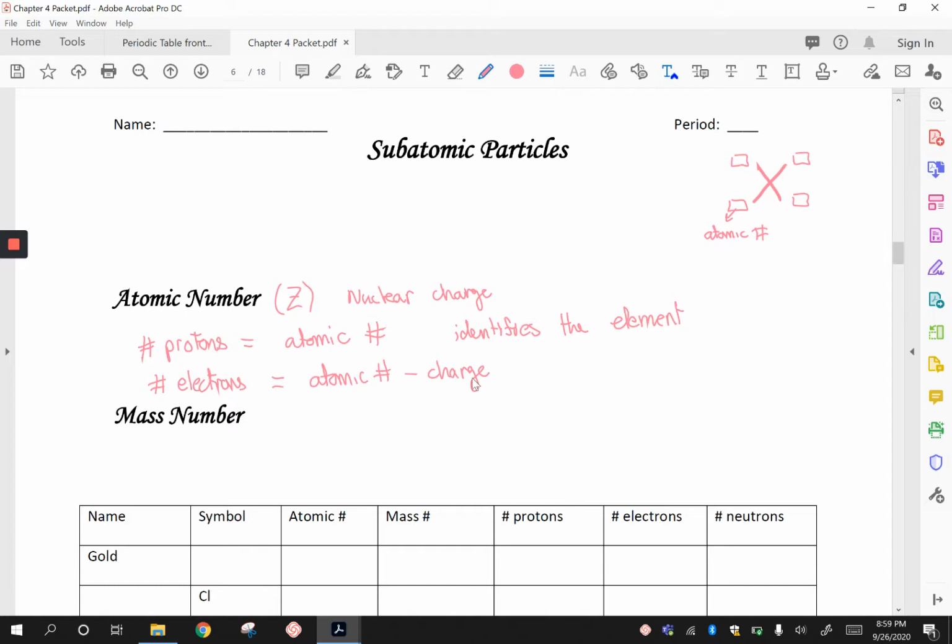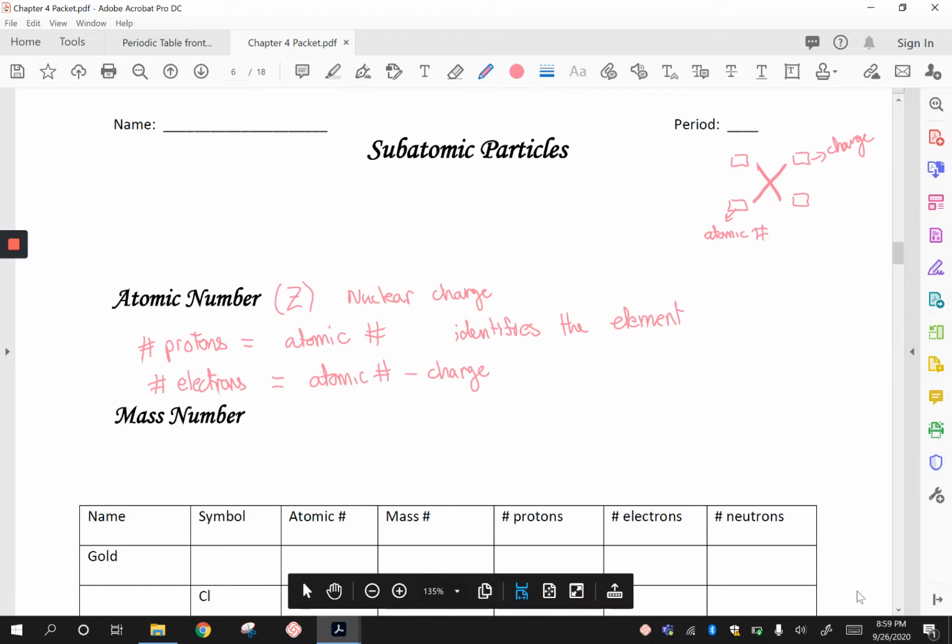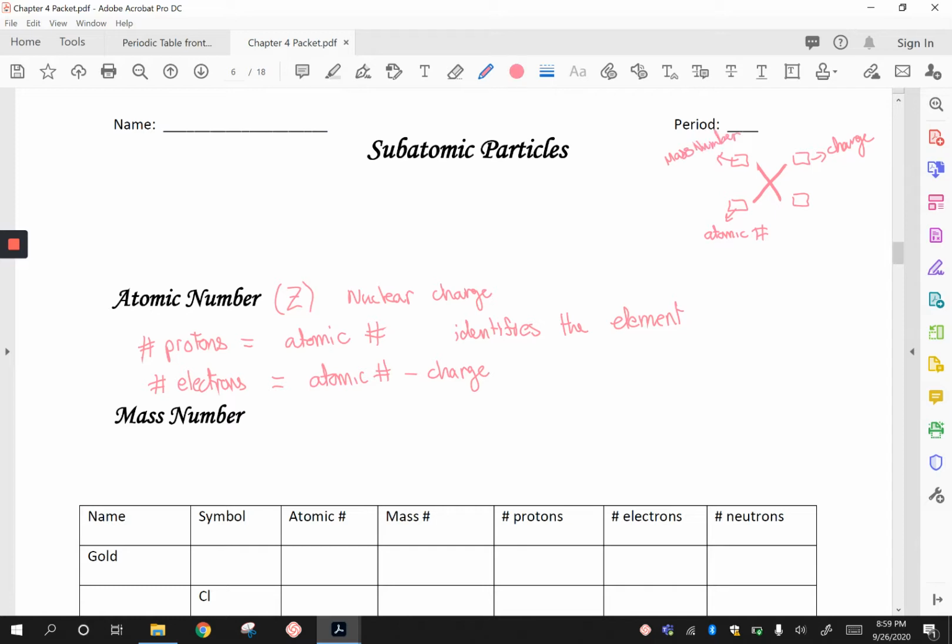Now, if it does have a charge, the charge will be written right here. That's where the charge goes. So if it's a charge of +1, then you do the atomic number minus 1, and so on. Okay? Up here, this is where the mass number goes. And the mass number, also sometimes we call this atomic mass.